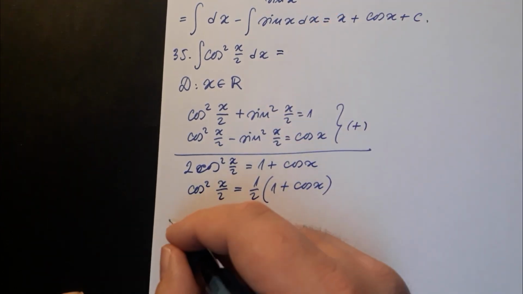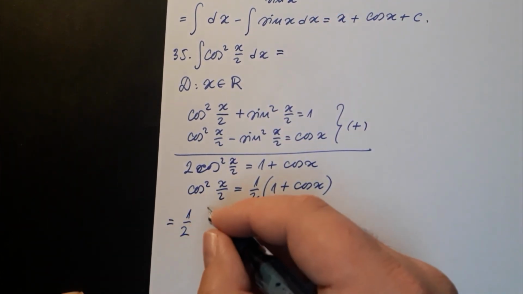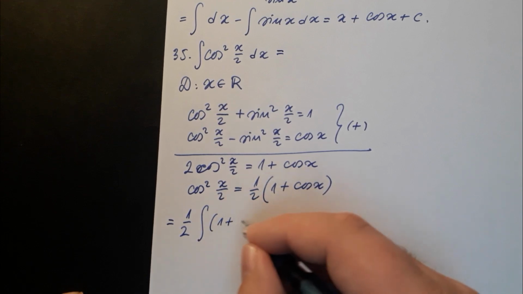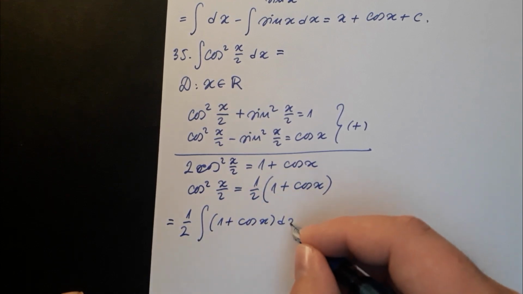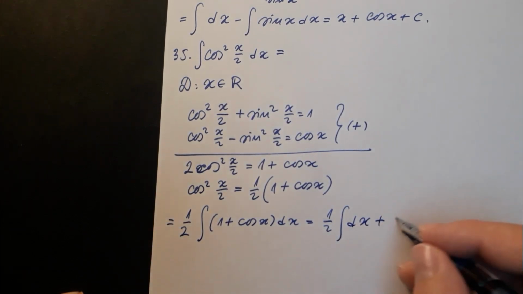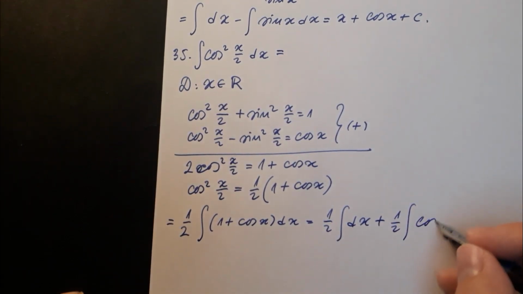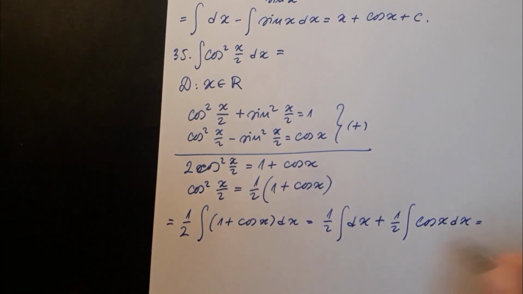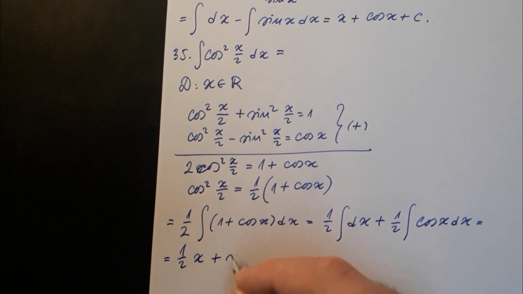So our integral then becomes 1 half of an integral of 1 plus cosine x dx, which is 1 half of the integral dx plus 1 half of the integral cosine x dx, which is 1 half of x plus sine x plus c.